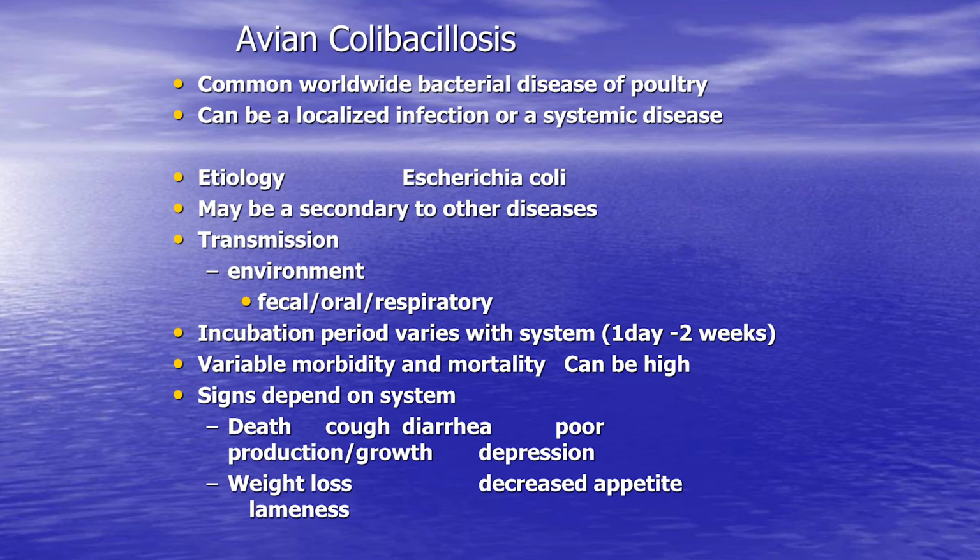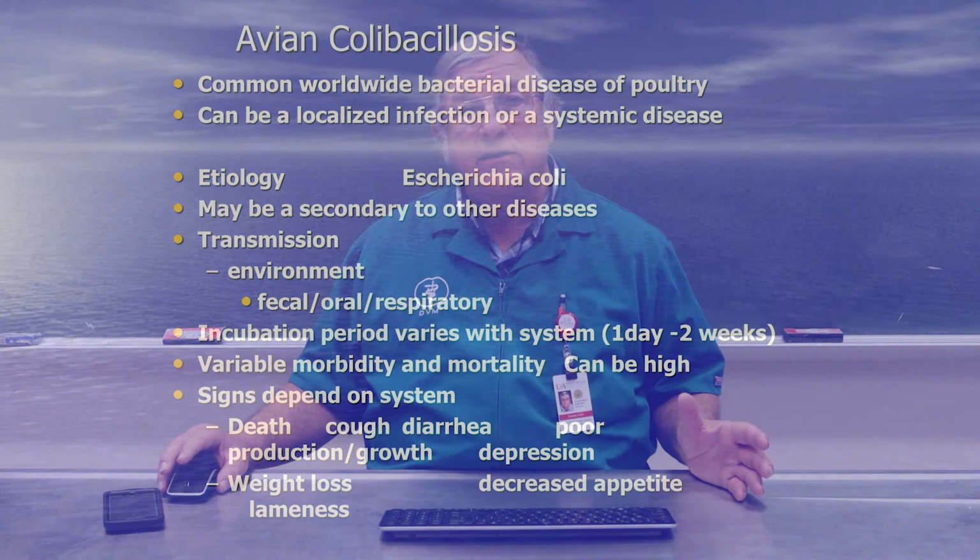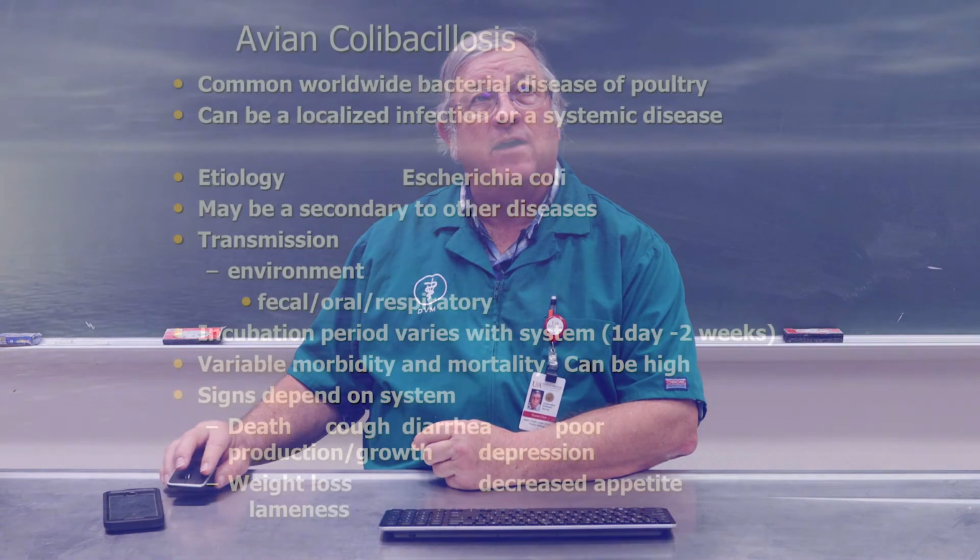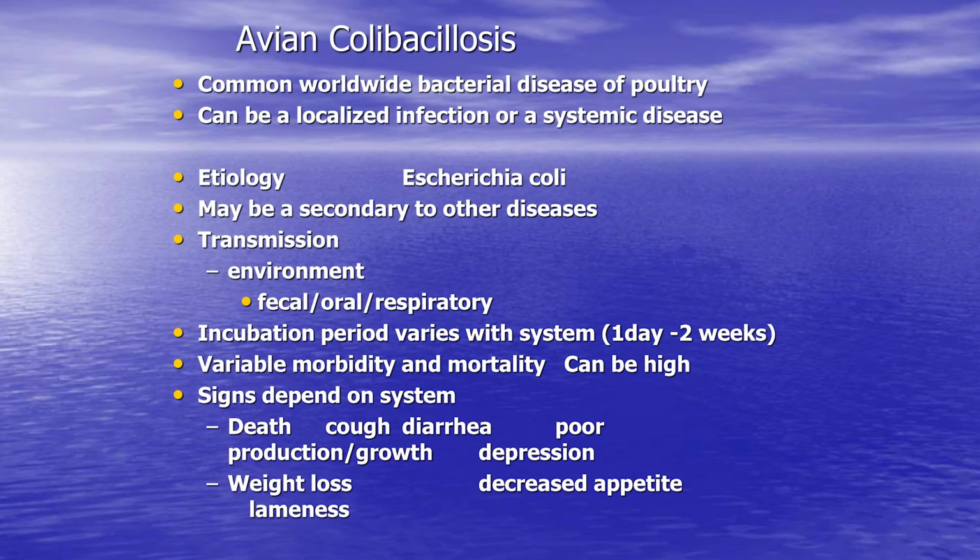Colibacillosis. This is a bacterial disease. It is worldwide. Probably, many people say it is the most common bacterial disease, and it could very well be. But this can be a localized infection or a systemic infection. It can be a secondary infection. As I mentioned with Mycoplasmas, we can have a secondary infection from E. coli in there. You can also see this as a secondary infection with outbreaks of these other diseases.